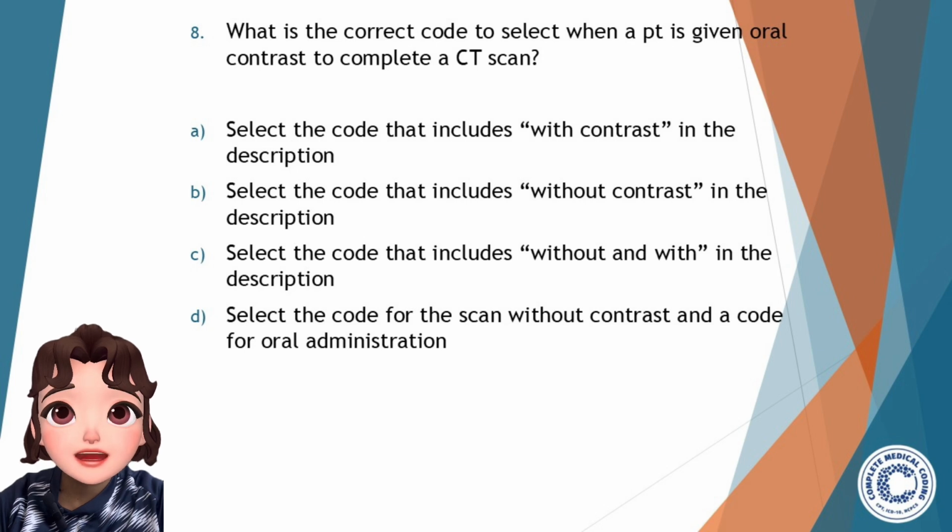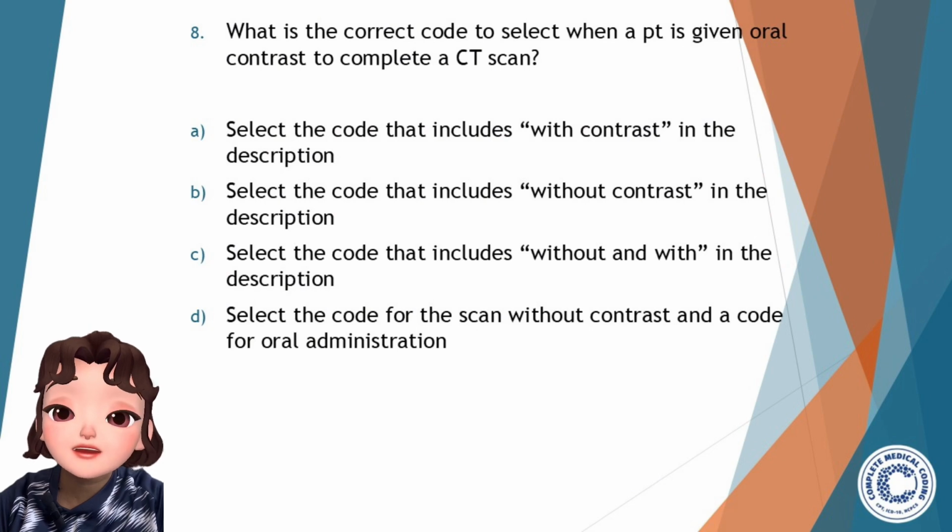First, you have to understand what exactly the question means. Let's read the question once again. What is the correct code to select when a patient is given oral contrast to complete a CT scan? So it means along with the description or along with the documentation mentioned in the question, finally it is mentioned as the patient is given oral contrast to complete a CT scan. Okay, so it means in the diagnosis it's already there. It's already included. Oral contrast is already included to complete a CT scan. So which will be the correct answer?